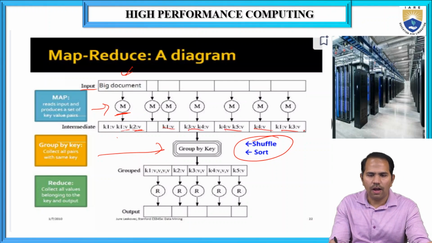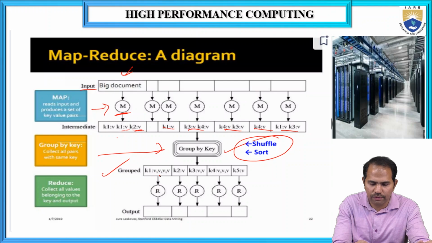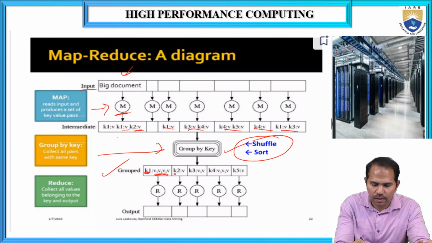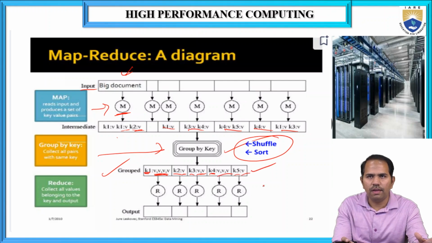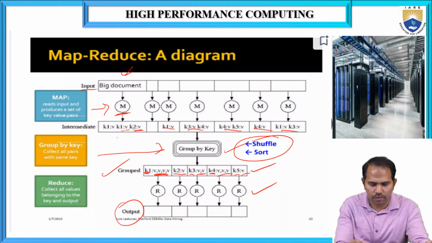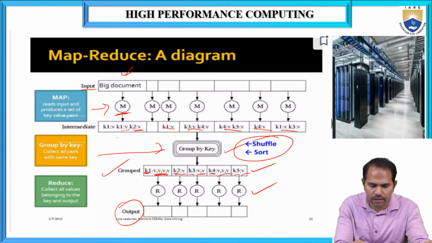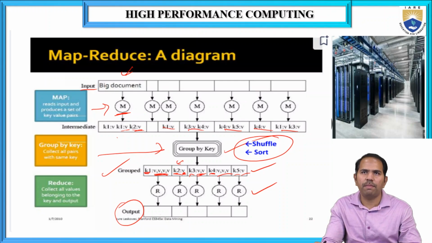Map will find it. After that, group by key. Now it has to be grouped. Like what is K1? K1 will contain all its values, then K2 with V, K3 with two V's, K4 with V's, and K5 with V also. Based on the keys, the same keys have to form a group. That is the group by key. Next, R is the indication for reduce. Then reduce takes the key and produces output in the reduce stage. That is, collect all values belonging to the key and output. The key and that output have to be produced. In group by key, collect all pairs with the same key. Like if the key is K2, what are its values? K3, what are the values? So this is the overall MapReduce diagram.